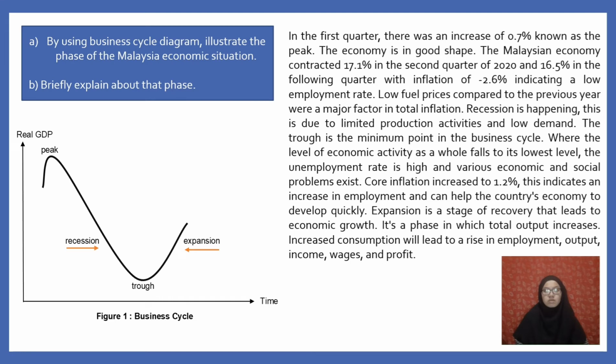A recession occurs between the peak point and the trough point. This is due to limited production activities and low demand following measures taken to control COVID-19 outbreaks. The trough is the minimum point in the business cycle, where the level of economic activity as a whole falls to its lowest level, the unemployment rate is high, and various economic and social problems exist. Core inflation increased to 1.2%. This indicates an increase in employment and can help the country's economy to develop quickly.